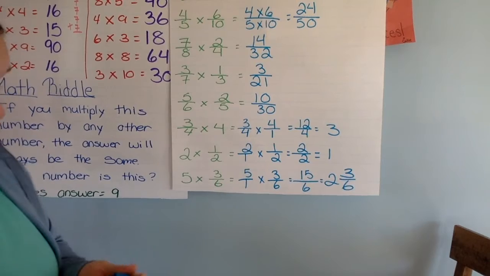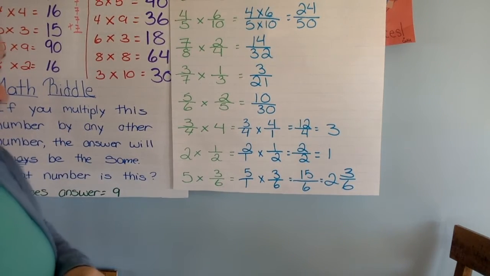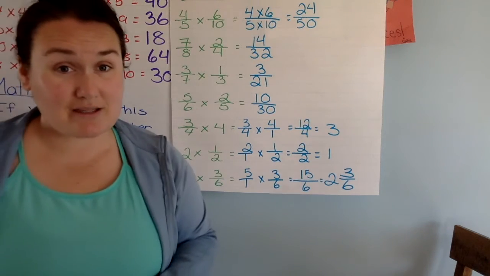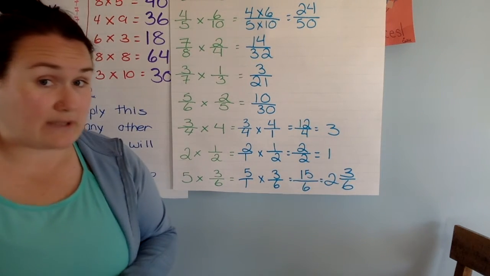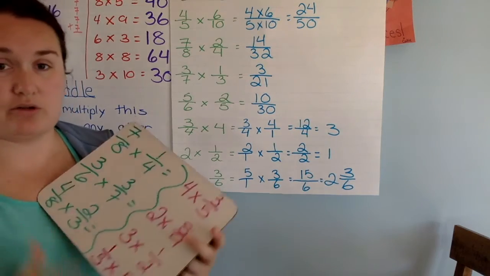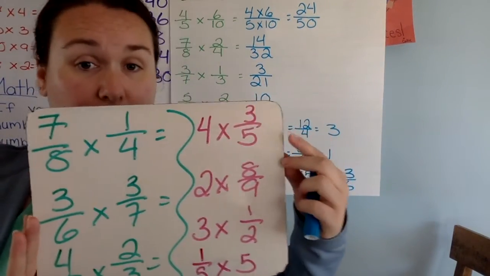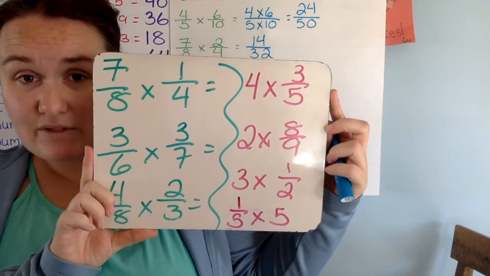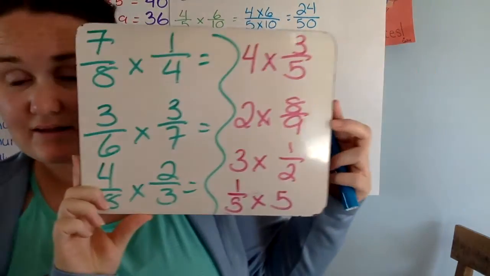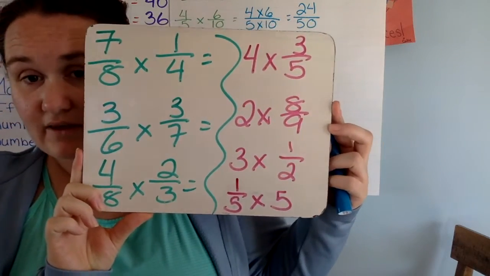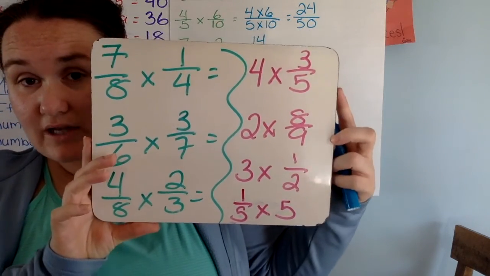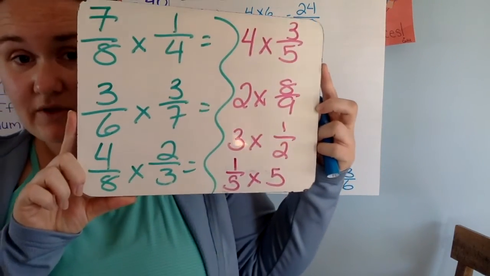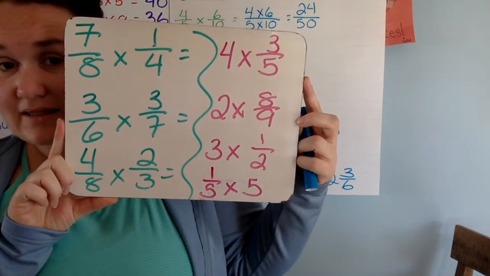Okay, so that is your lesson on multiplying fractions. So I'm going to show you a couple examples, so make sure you at least try these examples. We'll go over them in our Zoom lesson on Wednesday. So these are your examples for the week. You have a couple different styles. You have up here in the pink, 4 times 3/5, 2 times 8/9, 3 times 1/2, and 1/5 times 5. Over on the other side in the green, you have 7/8 times 1/4, 3/6 times 3/7, and 4/8 times 2/3.